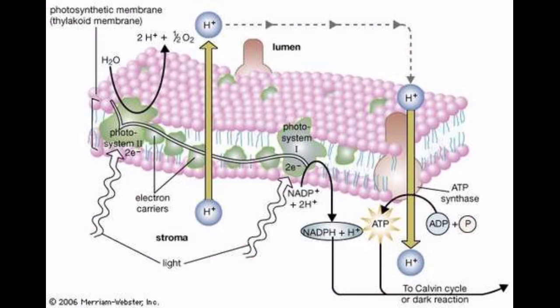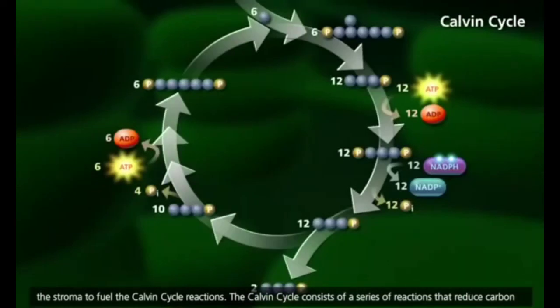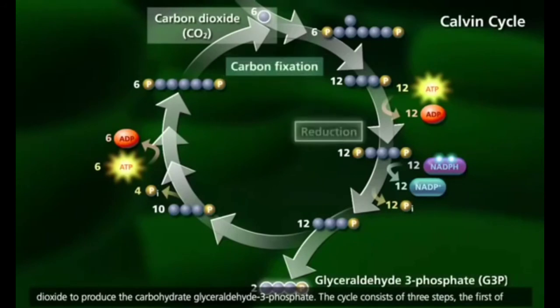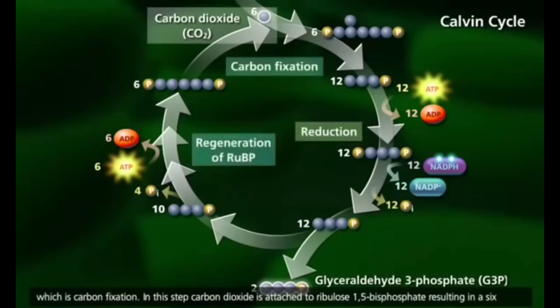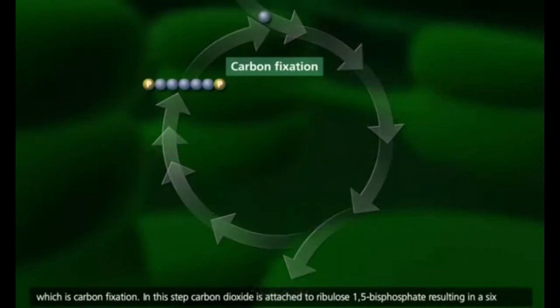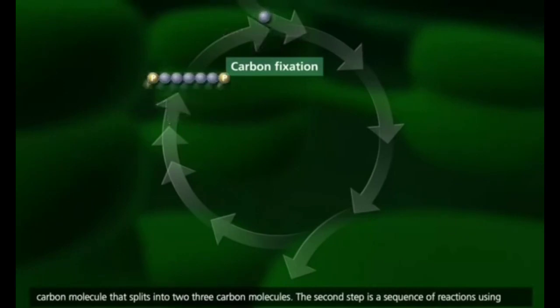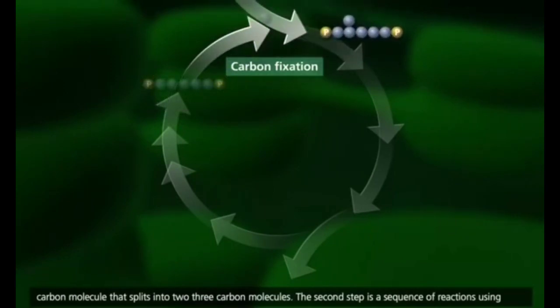This is the Calvin cycle. How does the process work? Calvin cycle reactions. The Calvin cycle consists of a series of reactions that reduce carbon dioxide to produce the carbohydrate glyceraldehyde 3-phosphate. The cycle consists of 3 steps, the first of which is carbon fixation. In this step, carbon dioxide is attached to ribulose 1,5-bisphosphate, resulting in a 6-carbon molecule that splits into 2 3-carbon molecules.